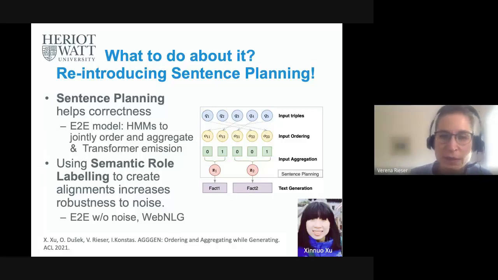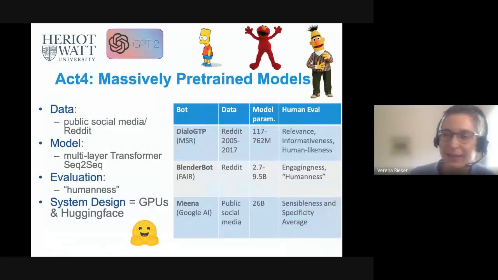I'm not going into the details here, but if you're at ACL, please stop by at Shino's poster. Right. Any questions before I go to Act 4?